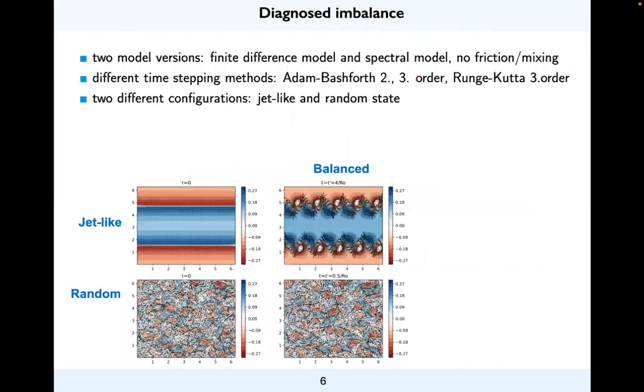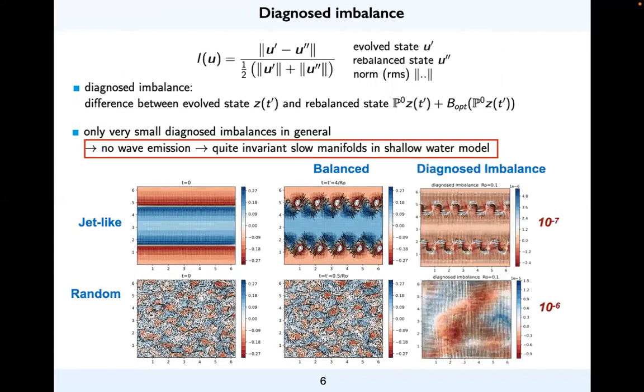Just a note here, we have tried different model versions, finding a difference in the spectral code with different parameterizations of friction and mixing, different time stepping methods, and also different configurations with initial conditions. So there's jet-like and random. You see below here on top is a jet-like state, and then after evolution, you have the balanced state. This is from the optimal balance method, and below you have the random state and an evolved state, which is then balanced. All right, so how do we diagnose the imbalance?